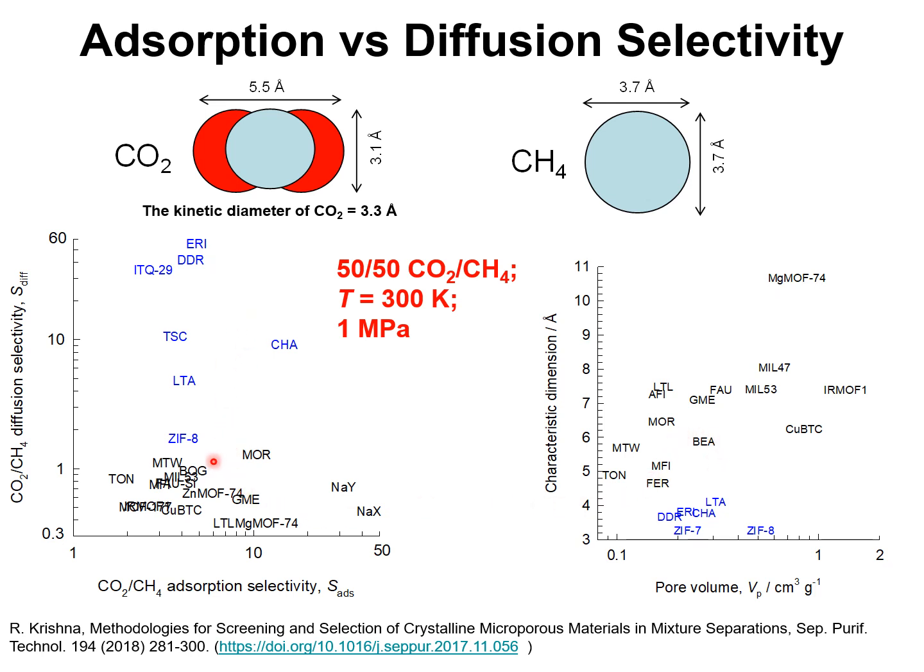So let us try and understand why in the materials indicated in black here with characteristic dimensions larger than 5 angstrom, the diffusion selectivity is in favor of methane, whereas in the blue structures, the diffusion selectivity is in favor of CO2 and the adsorption selectivity is also in favor of CO2. We first consider mixture separations using materials that have characteristic dimensions larger than 5 angstrom, and we start with magnesium MOF-74.